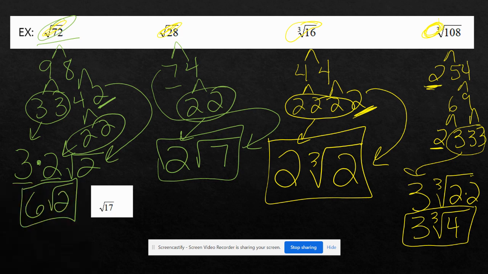This last example, the square root of 17. Well, 17 is just 17 times 1. That's it. It's a prime number. I clearly don't have any pairs there for the second root to pull out. And so we would call this prime because we cannot reduce it.